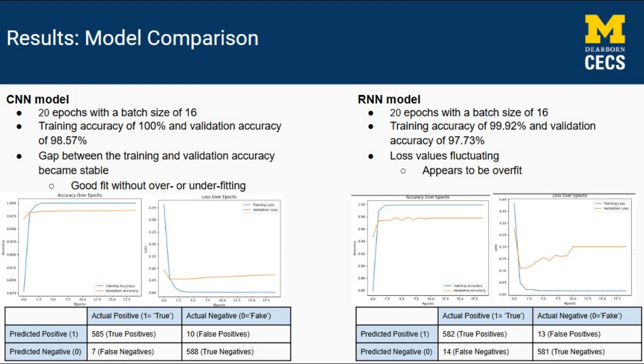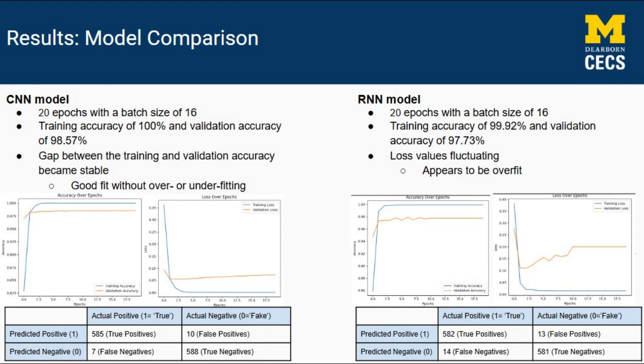From the records, in the confusion matrix, we found that 585 are the actual true predicted articles, and 588 are the actual fake predicted articles.